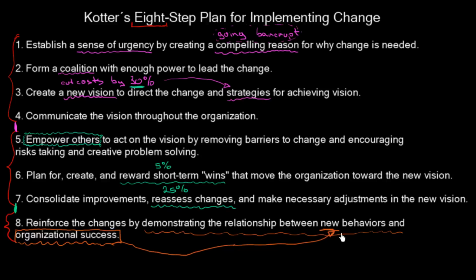So we made a lot of changes. For instance, managers are now not going on abroad trips, and we should show, okay, you are not going on business trips, but on the other hand, look, thanks to that we didn't go bankrupt. So this was John Kotter's, I think from Harvard School, 8-step plan for implementing the change.